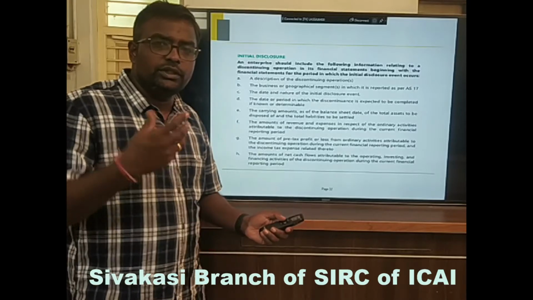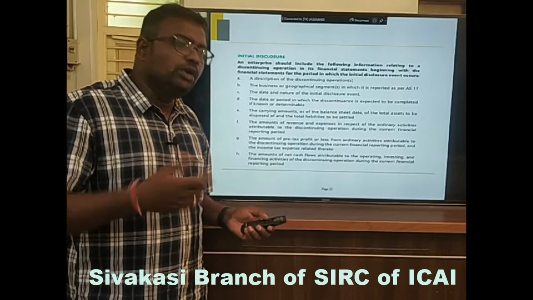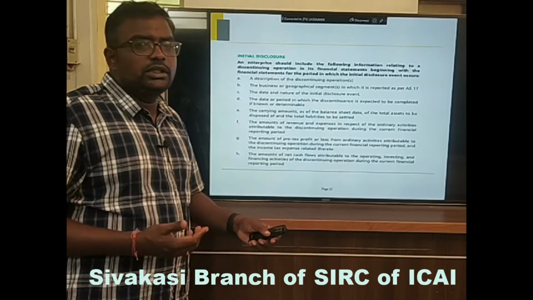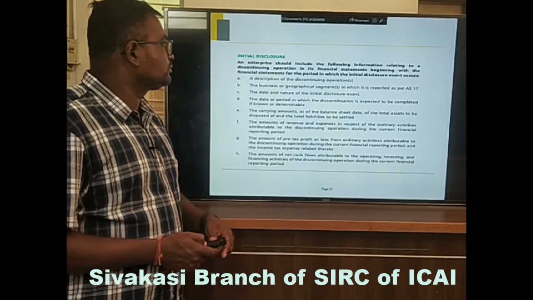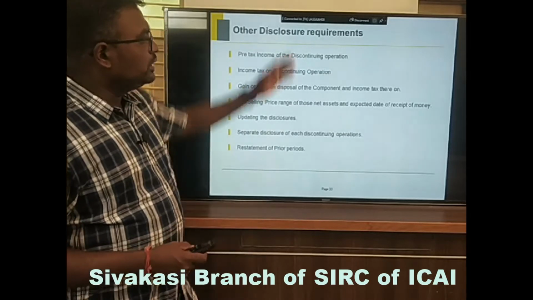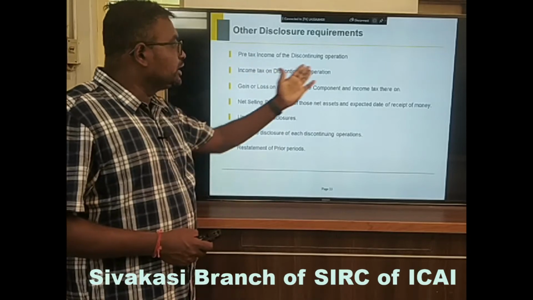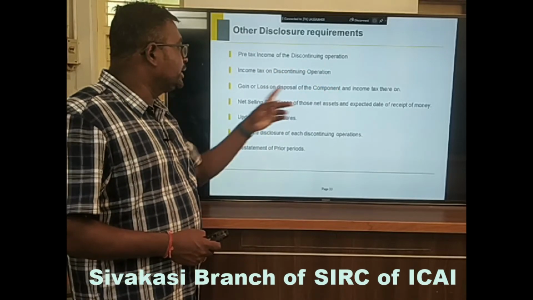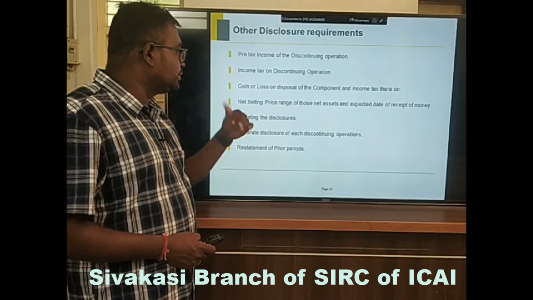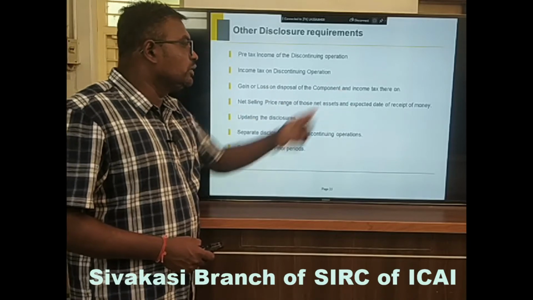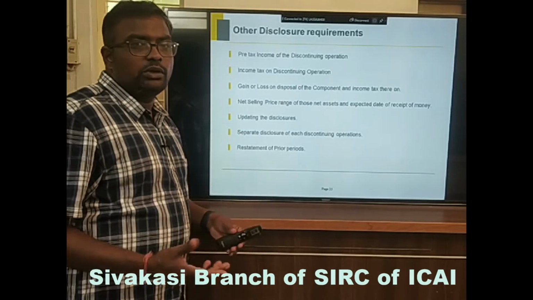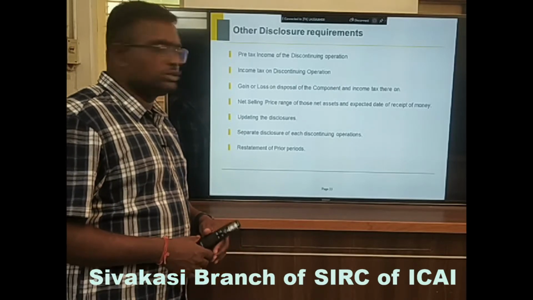They have given a definition of what a discontinuing operation is. You have to fill it in as a checklist, and if all conditions are satisfied, then you have to consider it a discontinuing operation. Other disclosure requirements: the pre-tax income of the discontinuing operation should be shown separately. Income tax on this discontinuing operation is to be shown separately. Gain or loss on disposal of the component and income tax thereon should be shown separately. The selling price range, what you agreed with the customer, should be shown separately.